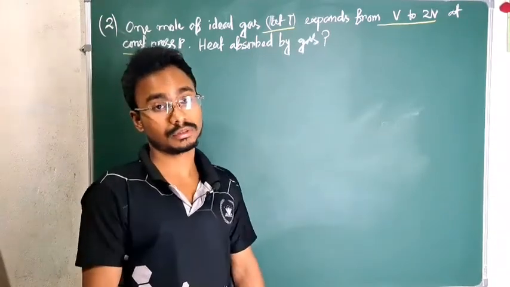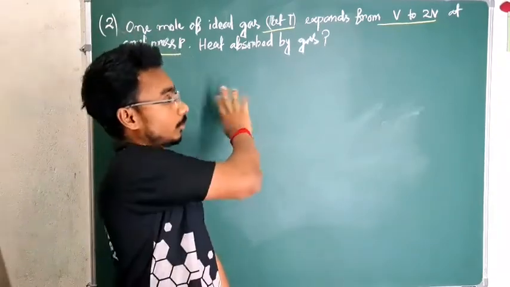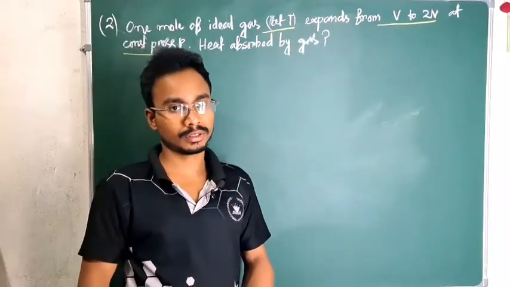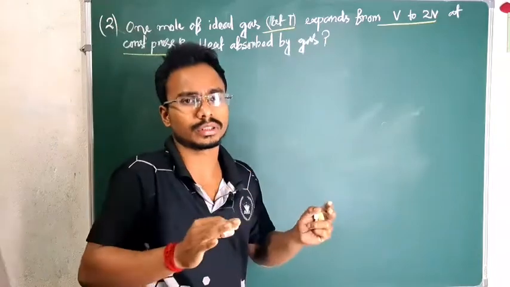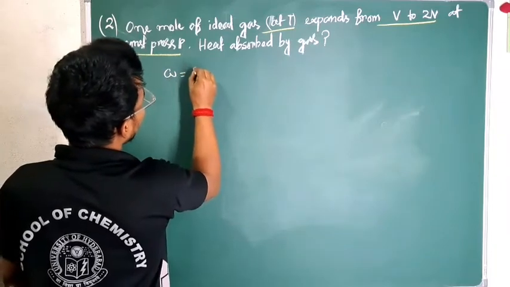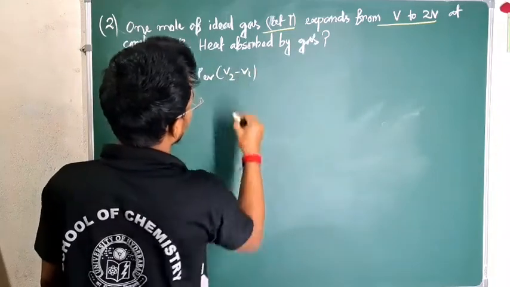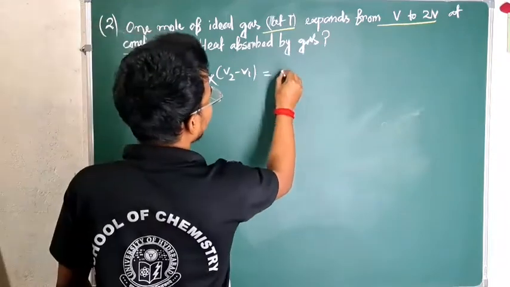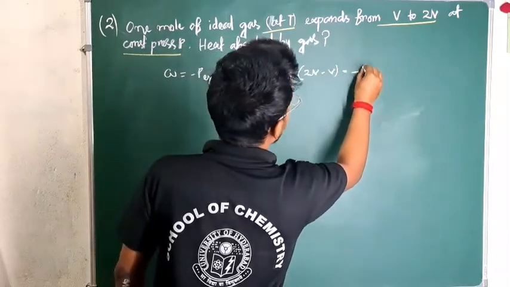The first law of thermodynamics, because delta U equal to Q plus W. We can calculate W from here, but we have to calculate delta U as well to calculate Q. So let's proceed. Frame the question in your mind and think about it, then it will be easier for you. So W equals minus P external into V2 minus V1. P is given as P, and 2V minus V, so W equals minus PV.